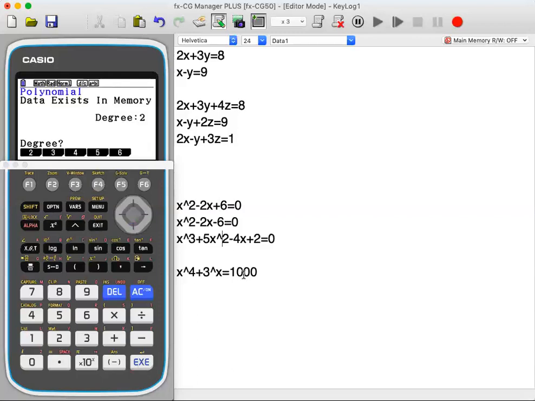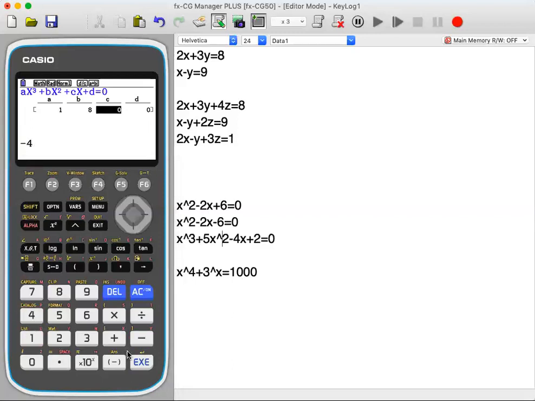Now if I want to solve a cubic equation, obviously my degree now becomes 3. So you press 3 here, and again type out the coefficients. So let's say 1, 5, -4, and 2. So once you put these values, press execute, you can see that this has only one real root and two other complex roots.